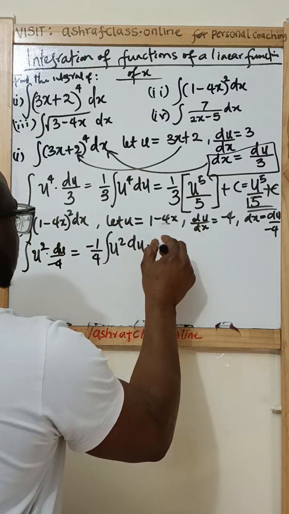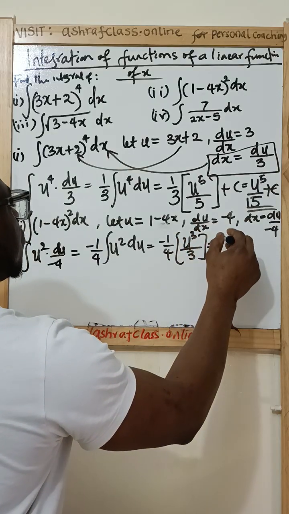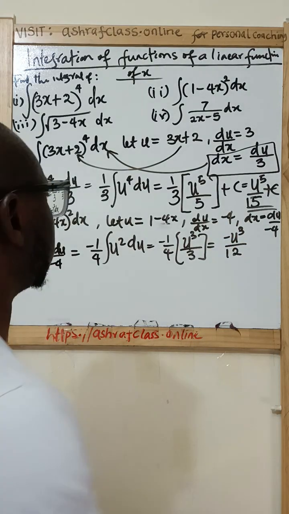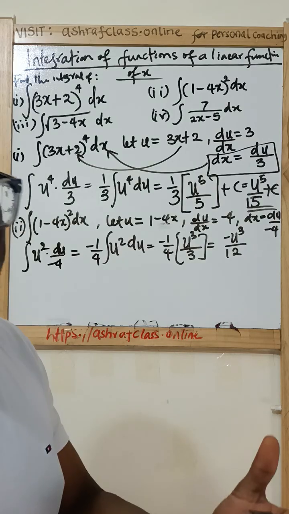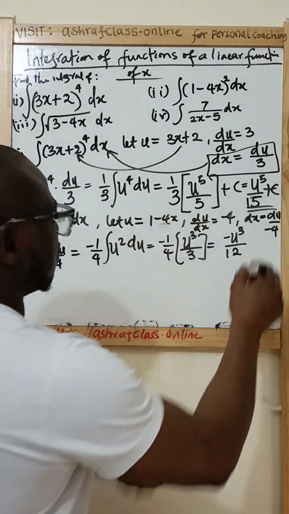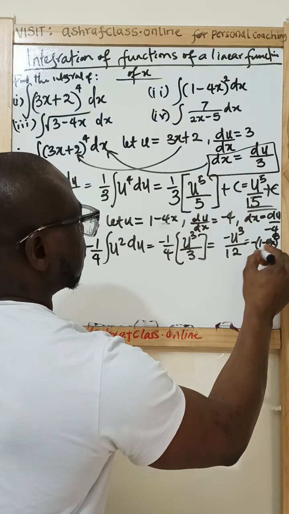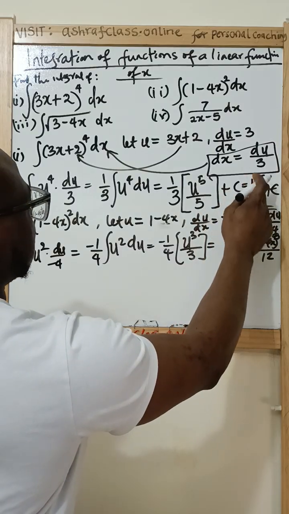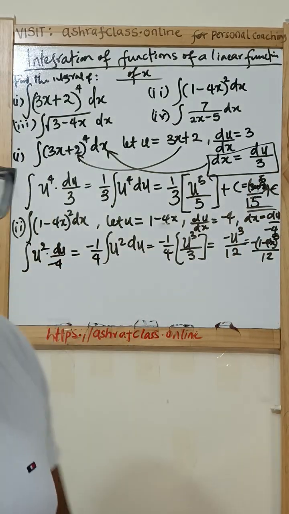So this is now going to be minus 1 over 4 u raised to the power 3 all over 3, and that will be minus u raised to the power 3 all over 12. And you will now replace that u. That's the last thing we need to do. Because we introduced the u, we need to return it back. So whenever we find the u, we put it back. So that u here is 1 minus 4x, so it's going to be (1 minus 4x) raised to the power 3 all over 12. For the first one, it is going to be (3x plus 2) raised to the power 5. So we need to take it back.